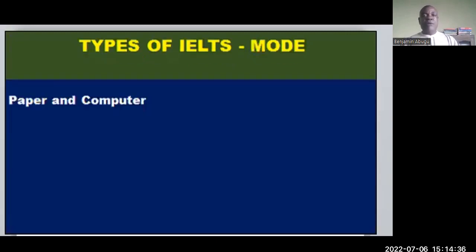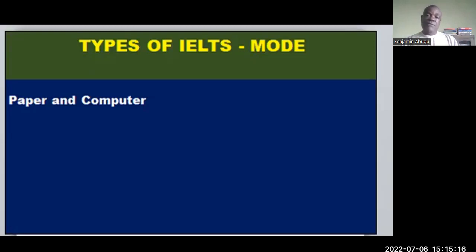Now, let's look at types of IELTS in terms of the mode of delivery. You have the paper and the computer. You can choose to take IELTS on a computer or paper for both the general training and academic tests. Now, the test format, question types, time allocated to each test part, and content is the same for both the paper IELTS and the computer delivered IELTS test. The only difference is in your test day experience, you know.